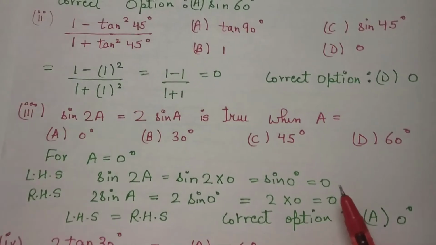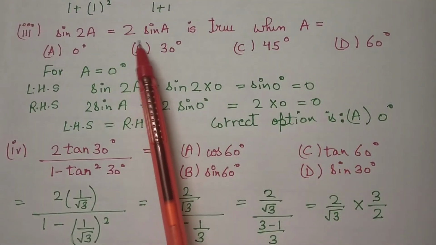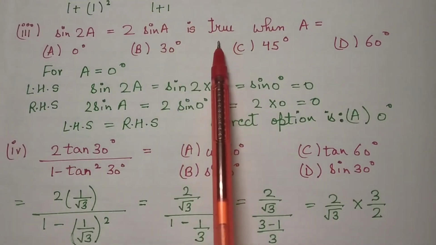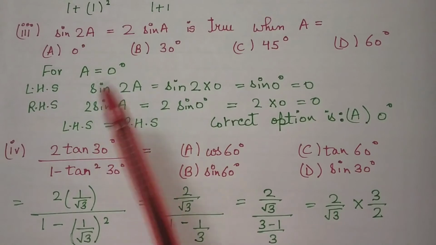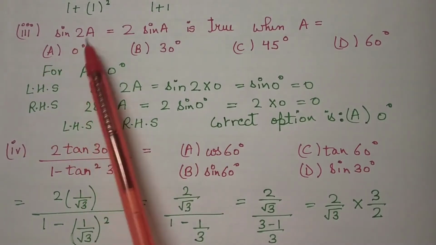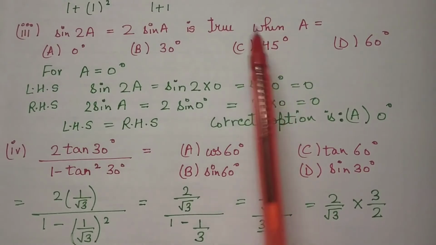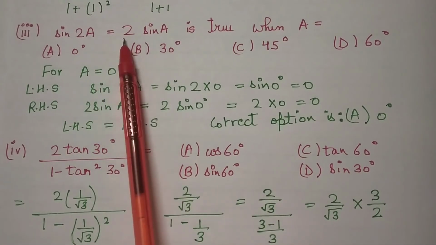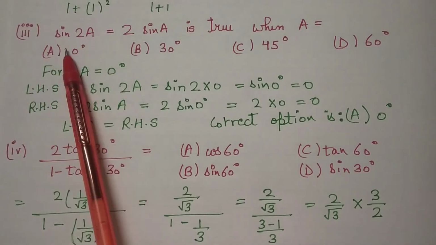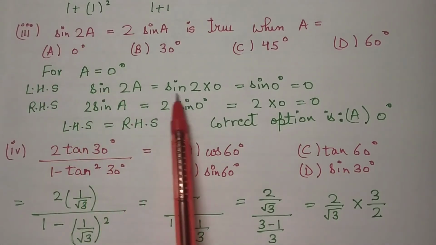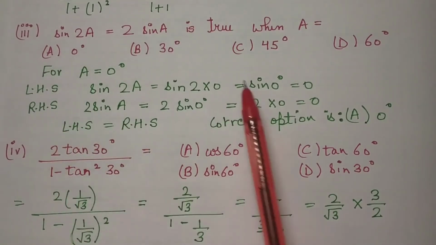Now third part, sine 2A is equal to 2 sine A. I need to prove whether this is true or false. They have given that sine 2A is equal to 2 sine A is true only when this equation is equal. At 0 degree, start with the first option. Left hand side, sine 2A is equal to sine 2 multiply 0, because A I have taken 0 for the first time.